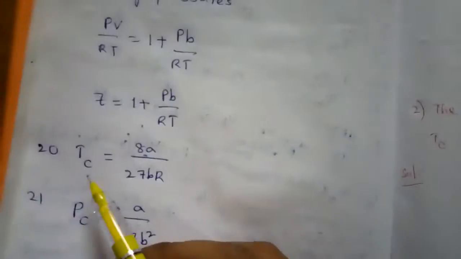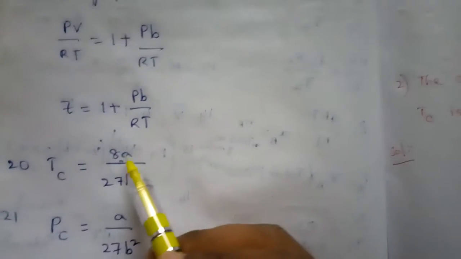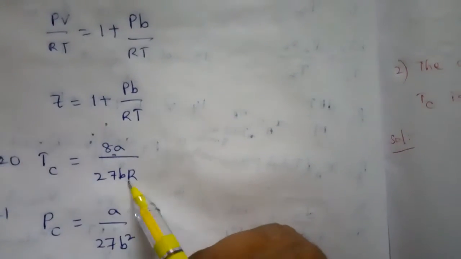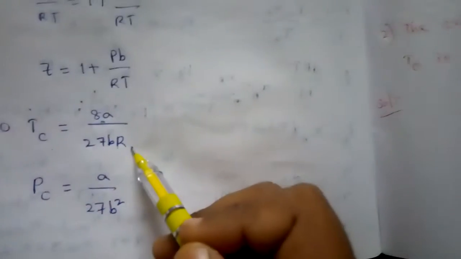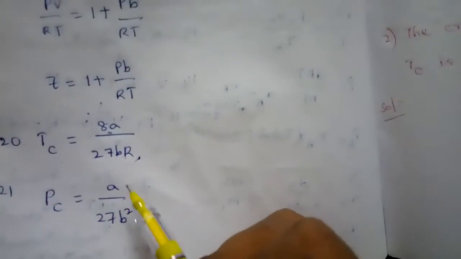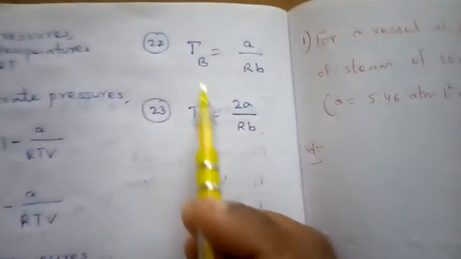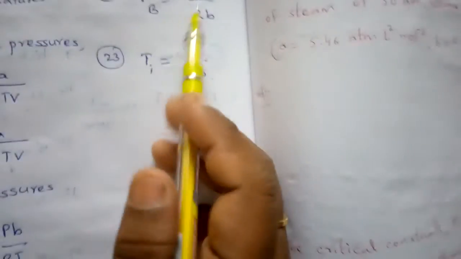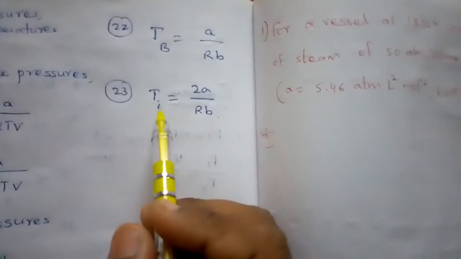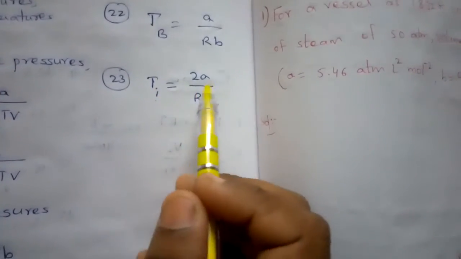And Tc stands for critical temperature, that equals 8a by 27bR. And these a and b values will be given anyway during solving. Critical pressure Pc equals a by 27b square. And Tb means Boyle's temperature, that equals a by Rb, and Ti means inversion temperature, 2a by Rb.